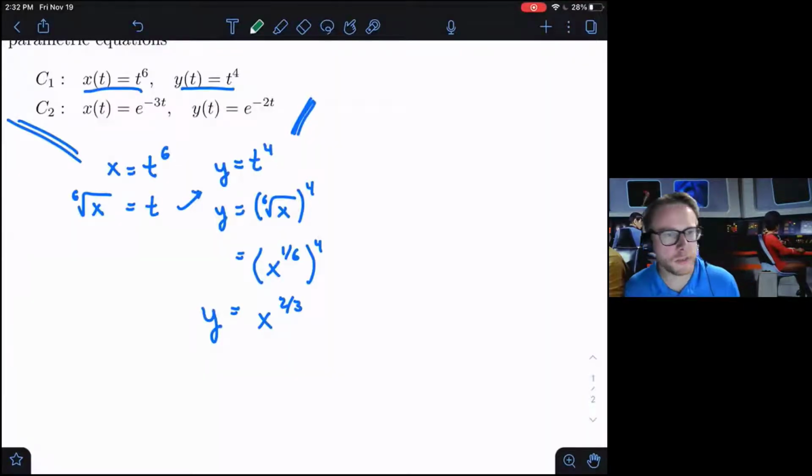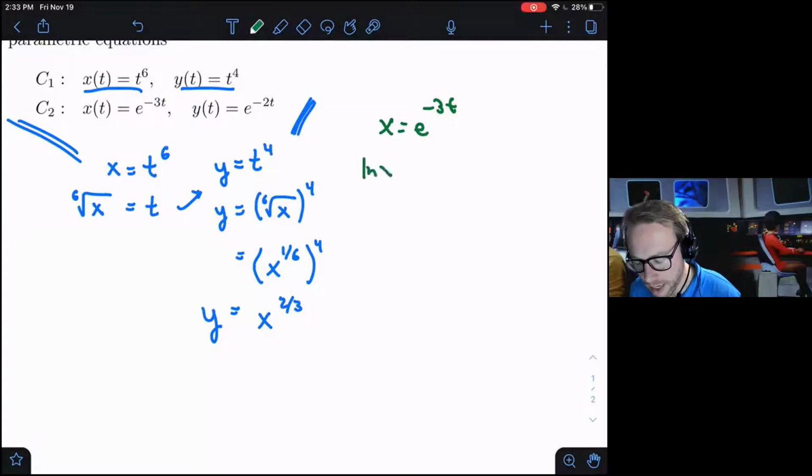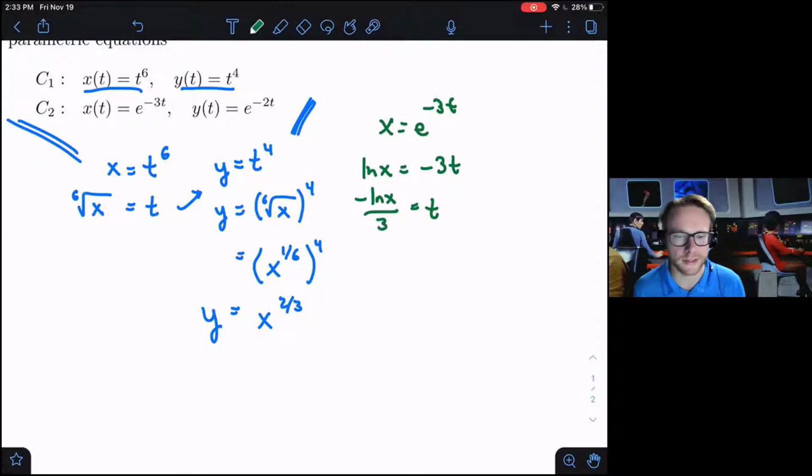Okay, let's go over this one together. Similar to last time, I'm going to start off with x is equal to e to the negative 3t, and I'm going to try to solve this for t. So I take the natural log on both sides, and then I divide by the -3. So we get something like this.